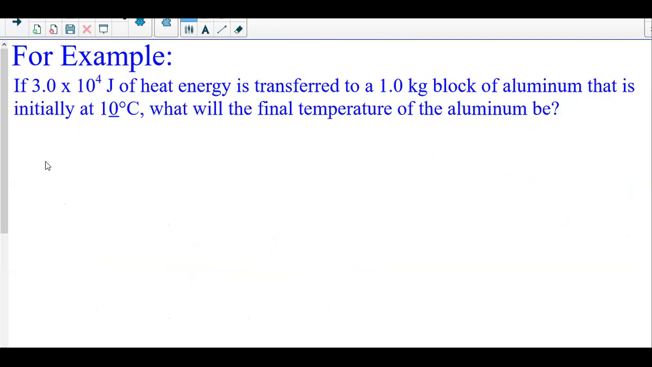So this one's a little bit of a harder question. In this question, you were given: if 3.0 times 10 to the 4 joules of heat energy is transferred to a 1 kilogram block of aluminum that is initially at 10 degrees Celsius, what will be the final temperature of our aluminum? So the number we were given, 3.0 times 10 to the 4, that's 30,000 joules of heat energy.